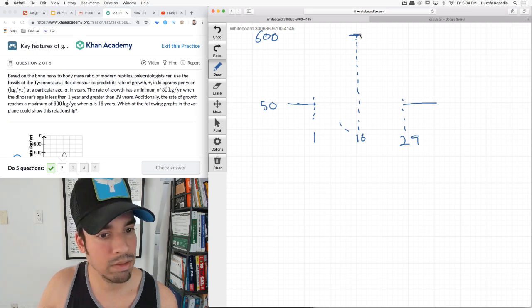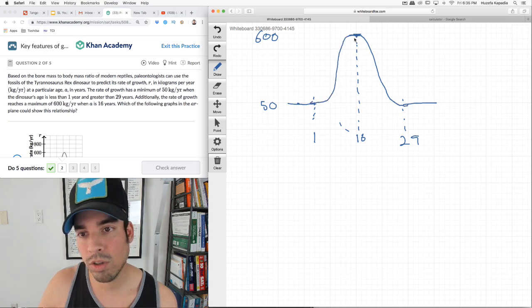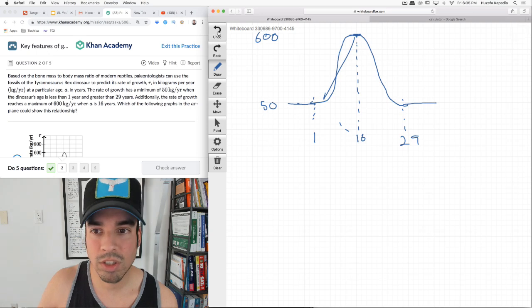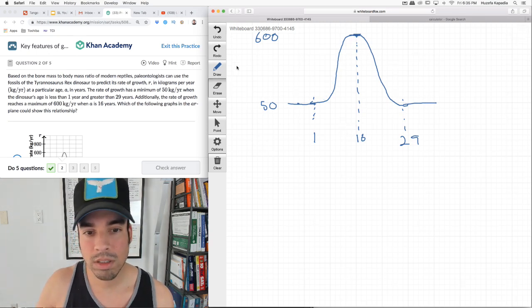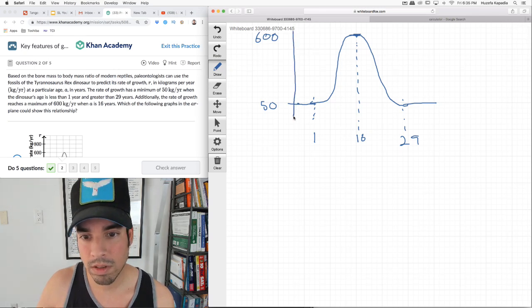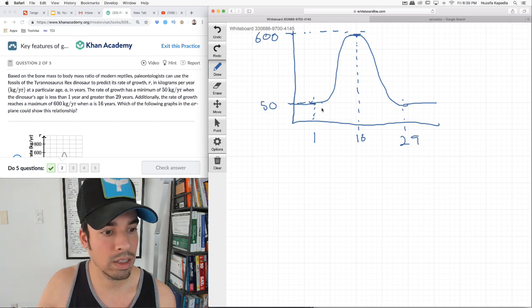All I can say from this information is it could look like this. But it also could look like this, whatever. I'm just assuming that since this is a biological phenomenon, we're talking about years on the bottom, right? And then this growth rate on the top. And that makes sense to me, something like this.